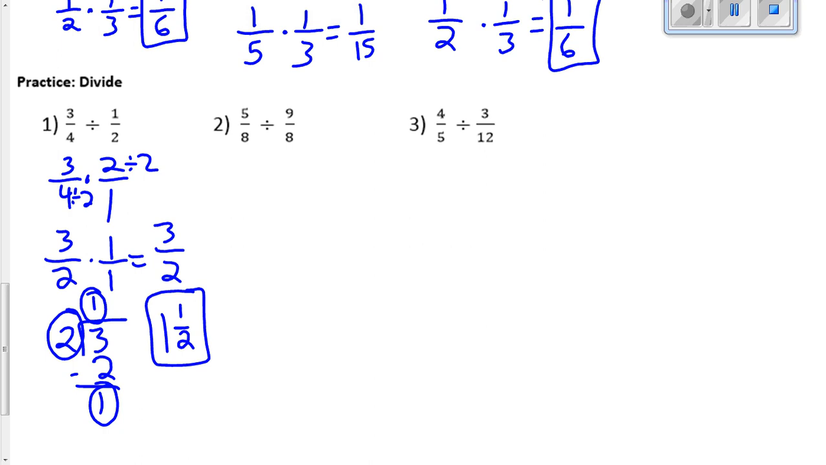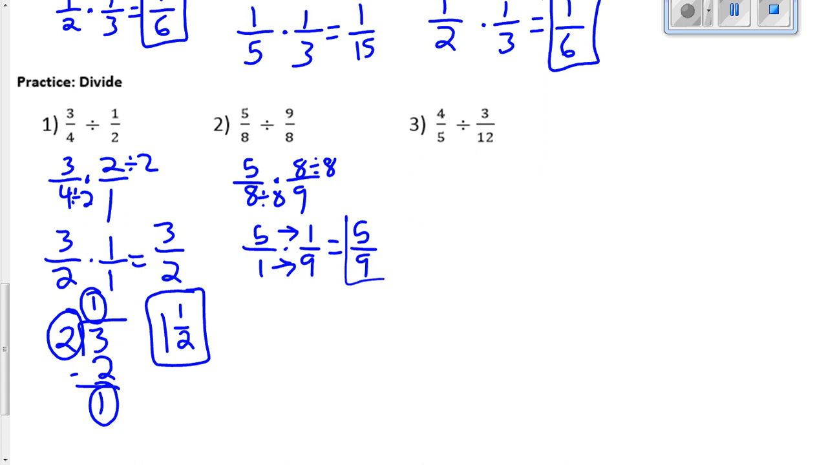We have 5/8 divided by 8/9, or 5/8 times 9 over 8. 8 can definitely go into 8, so that's an easy reduction right there. So that's going to be 5 over 1 times 1 over 9. So that's going to be a nice, easy, multiply straight across, 5 over 9. Simple.